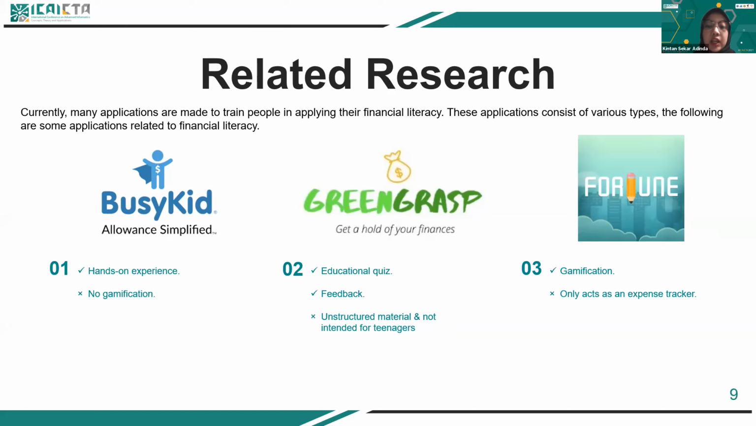And the second application is Greengrass. It's an application that implements educational quiz as a learning method equipped with feedback. However, the material is unstructured and not intended for teenagers. And the last application that we researched is an expense tracker application, Fortune City, that utilize a lot of gamification in its use and gets the most reviews and good ratings. However, this application doesn't meet other financial literacy materials.